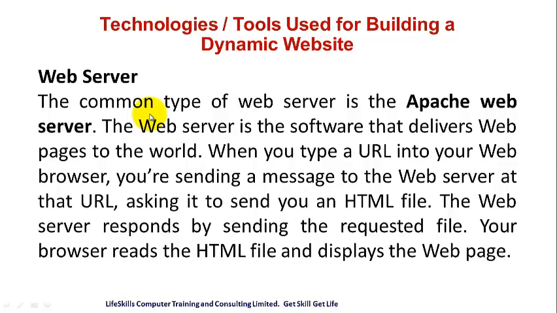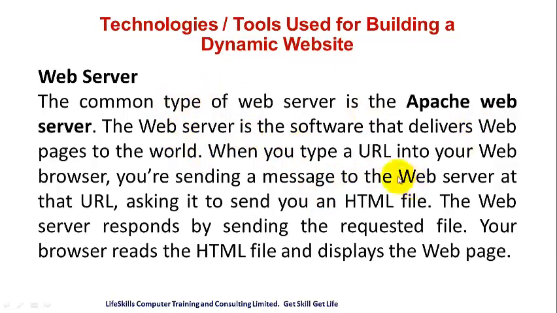And what is the meaning of W-A-M-P? W means Windows, A means Apache, M means MySQL, and P means PHP. They are bundled together so that they can interpret whatever PHP or SQL code you write. So the server that interprets it is what we refer to as Apache Web Server.